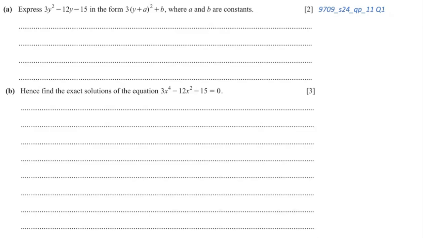Let's do the first part. Express 3y squared minus 12y minus 15 as this. So this is the completing the square form, or the vertex form, of this quadratic expression. So how do you do this?